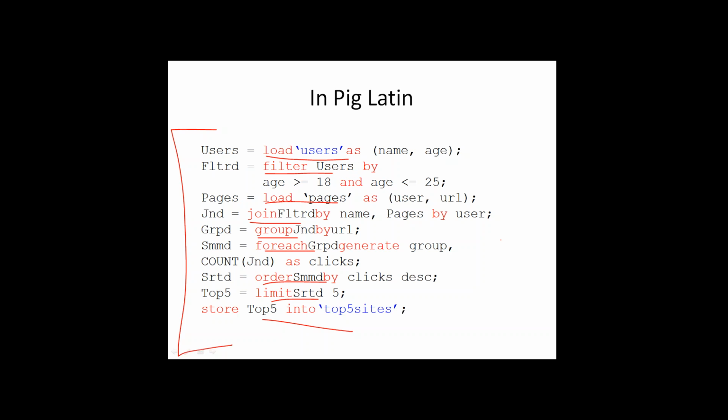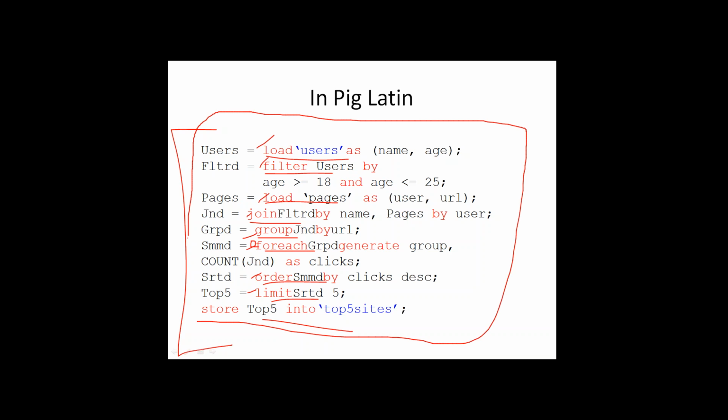For most of you, for all of you, of course, this is the first time you are looking at a Pig script, but you can easily guess what each and every statement is doing. It is loading, it is filtering, it is again loading, it is joining, it is performing a group by, it is performing a for each, it's a loop, it's ordering, it's limiting, and it is storing. So without knowing much about Pig, you know what's happening in this script.